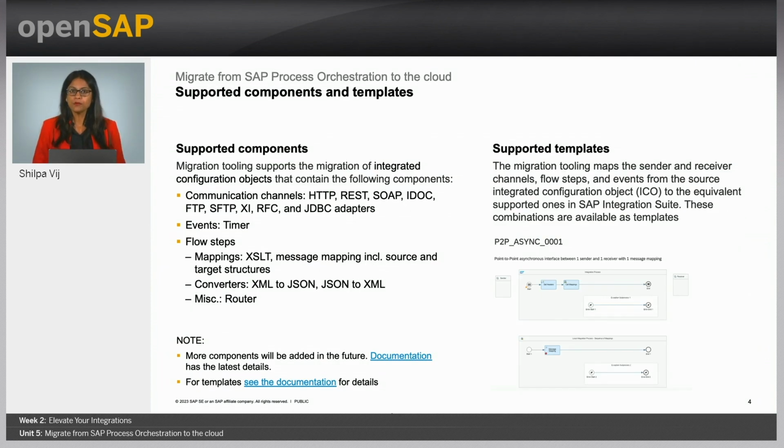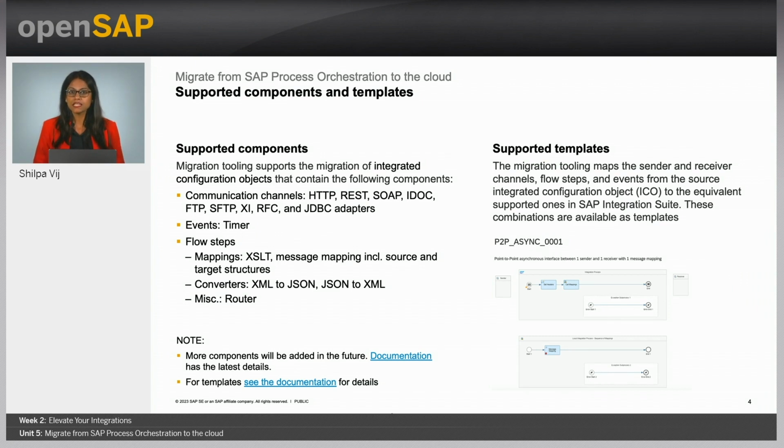In the current scope, migration tooling supports the migration of ICOs that contain the following components. Communication channels: HTTP, REST, SOAP, IDOC, FTP, SFTP, XI, and JDBC adapters. Timer event, flow steps like XSLT mappings, message mappings, XML to JSON converter, JSON to XML converter, and router.